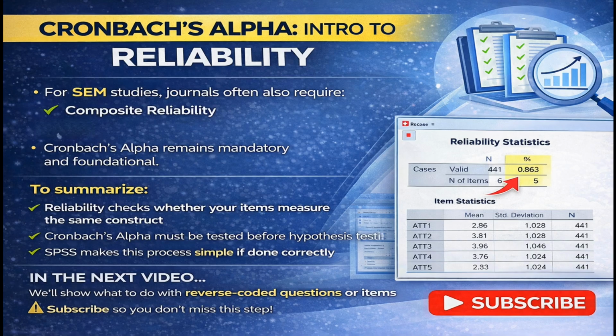Remember, Cronbach's alpha represents minimum reliability. For SEM studies, journals often also require composite reliability, rho A. But Cronbach's alpha remains mandatory and foundational. To summarize, reliability checks whether your items measure the same construct. Cronbach's alpha must be tested before hypothesis testing. SPSS makes this process simple if done correctly.